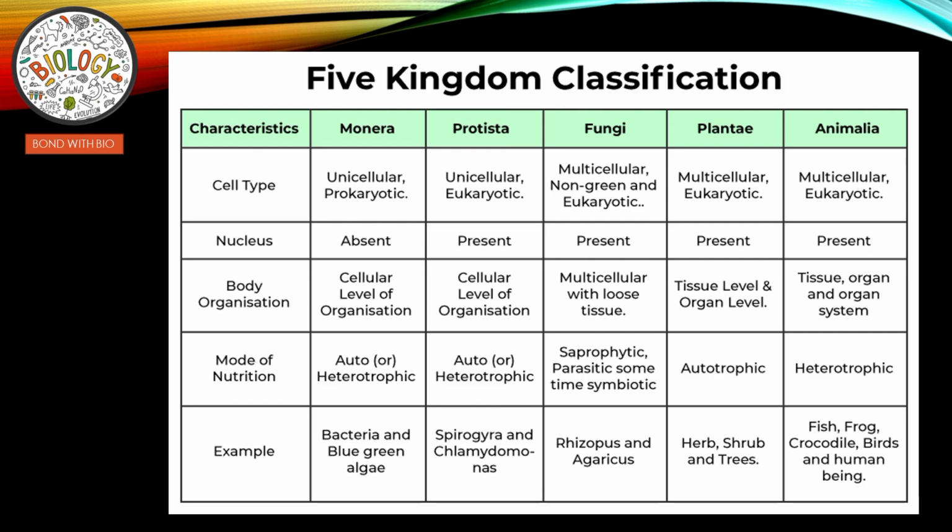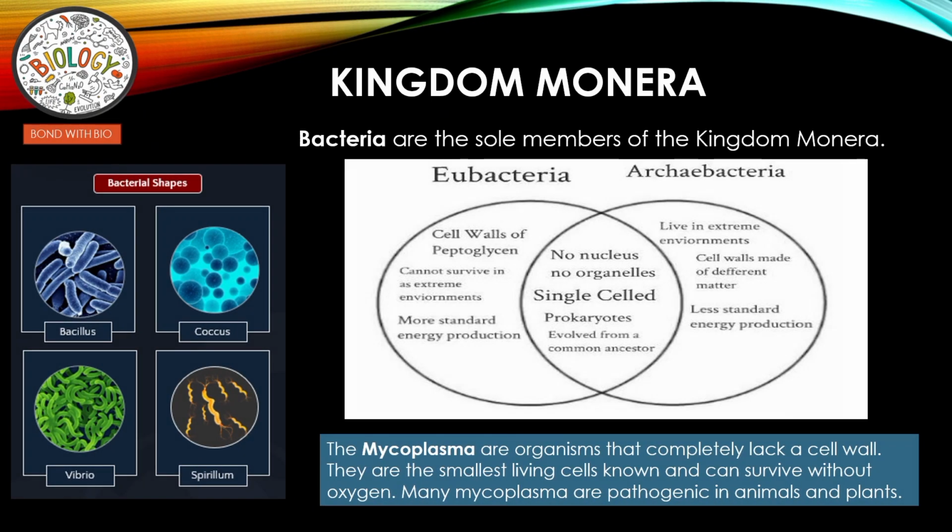Now let us come to kingdom Monera. Bacteria are the sole members of this kingdom. They are the most abundant microorganisms. Bacteria can be grouped under 4 categories based on their shape: spherical coccus, rod-shaped bacillus, comma-shaped vibrio, and the spiral spirillum.